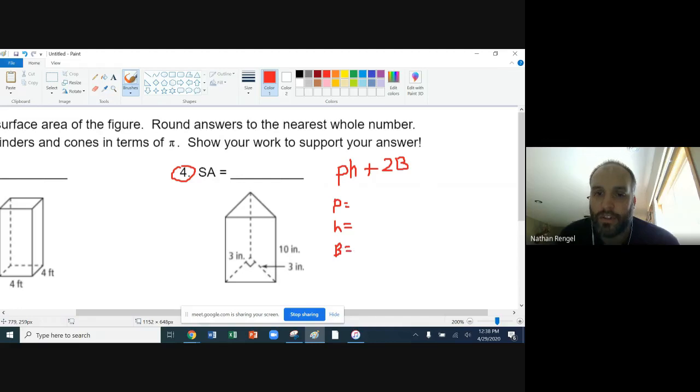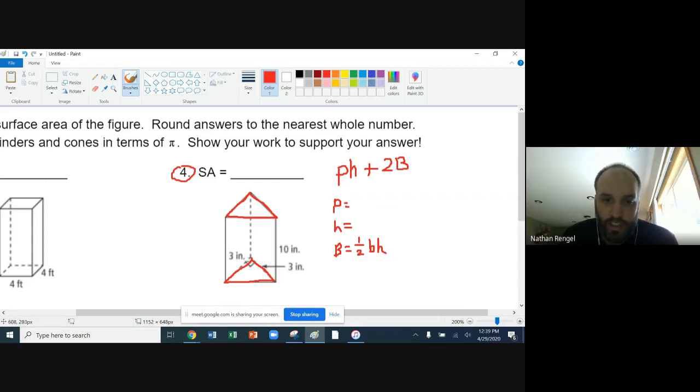The next thing that's important to know is what is your base. In prisms, you're looking for 2 identical, congruent pieces. That means this triangle right here is a base, and this triangle down here is a base. When I'm talking about the area of that base, I'm finding the area of a triangle, so the formula I'm going to use is 1/2 base times height. But let's start by looking at the perimeter.